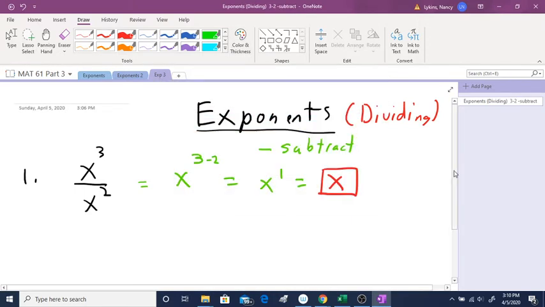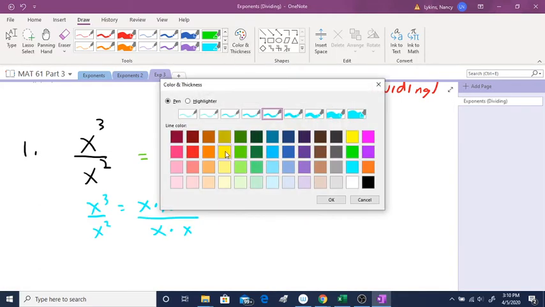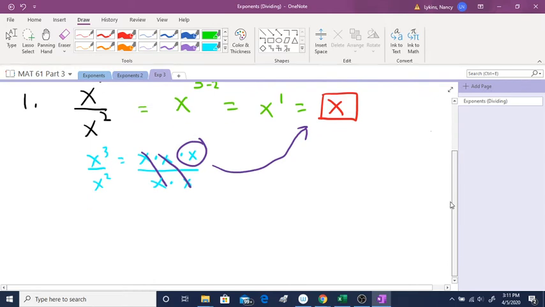For those who like to see this visually, x to the third and x to the second is the same as saying you're multiplying x 3 times on the top, 2 times on the bottom. So I'm going to cancel each pair of x's, and what is left? Your x, which we showed right in the first one where we subtracted the exponents.